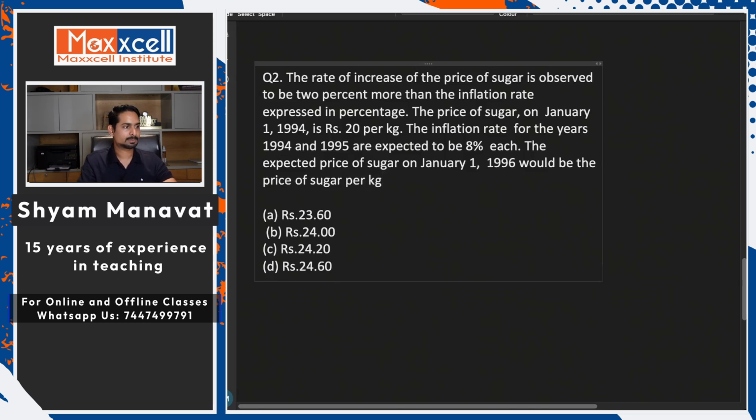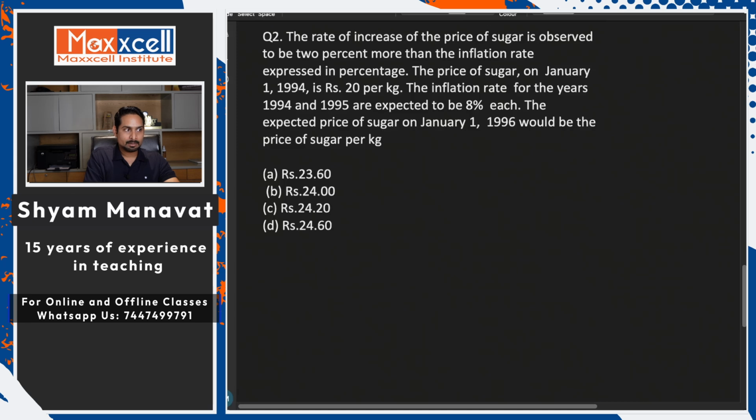Now let's see how do we solve this. The increase in the price of sugar is 2% higher than the inflation. Now 8% is the inflation. If 8% is the inflation, then percentage increase in the price should be 8 plus 2, 2% higher, right? That's going to be 10% in each year, correct? It's a pretty easy question, no? You need to increase it by 10% and get the answer.